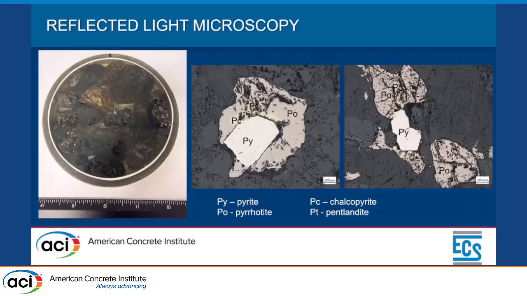So for the reflected light microscopy, we used a Zeiss Axioscope 5 polarized light microscope. It was equipped with the reflected light bright field, and a nice camera with some imaging software. And what you see is that this is the most common tool for looking at iron sulfides and recognizing them, reflected light microscopy.